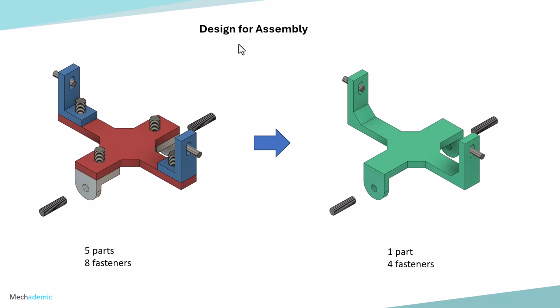So here is an example. Let's say you have a part like this, and you are making multiple parts, 5 parts which are all assembled using multiple fasteners. Then it makes the design overly complicated. What if we can combine all of these parts into one single component as shown on the right hand side and only have 4 fasteners? So we are basically reducing the number of parts, reducing the complexity of assembly, and reducing the chances of any error occurring during the assembly process.